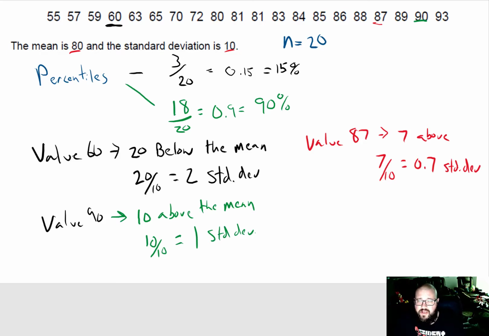So again, standard deviation doesn't always have to be a whole number. Again, you're taking how far away whatever value you have is from the mean and dividing by the standard deviation amounts. Okay? So now that we've calculated these and dealt with percentiles, let's look at talking about our Z-score, okay?